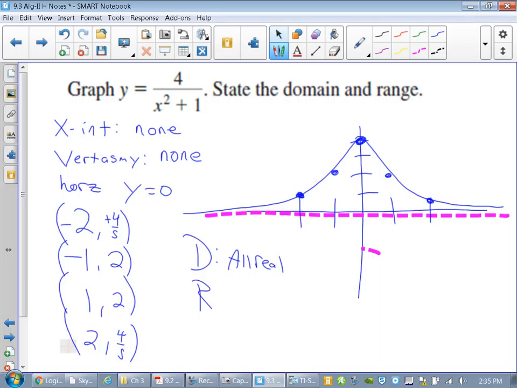Now what about your range? All real except 0, but am I ever going to be negative? Oh, all positive. Am I ever going to be bigger than 4? Think about it. See how I'm bounded? My y value is always going to be larger than 0. It's never going to equal 0. But my y value can equal 4. So there's a specific range for my range.